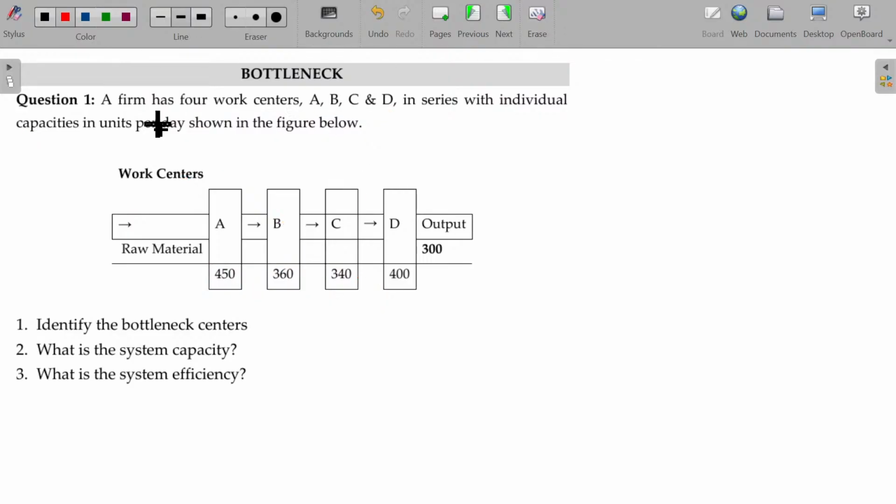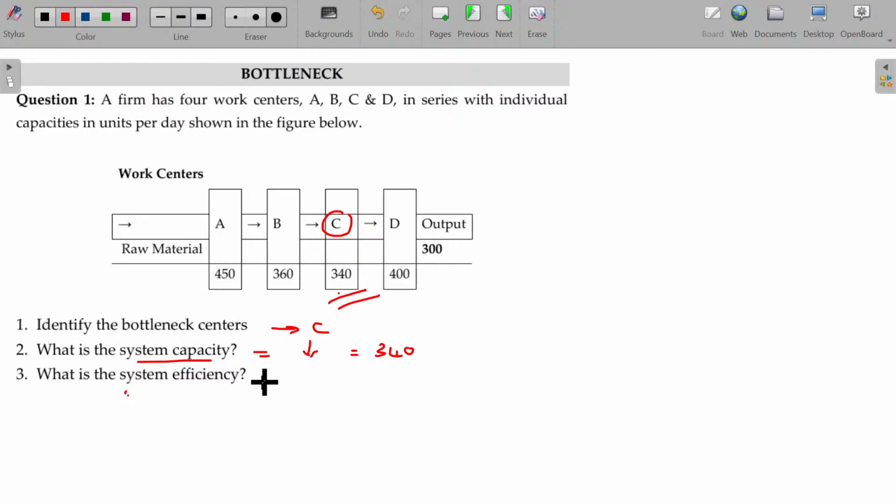Now the bottlenecks are B and C. Apart from that, what is the system capacity, sir? System capacity is equal to the capacity of C only, which is 340. How many units can be produced? Okay, only 340 can be produced here. Though A can produce more, B can produce more, but C cannot. Unless it is completed in all the workshops, it will not be output. Hope you are now able to understand 340.